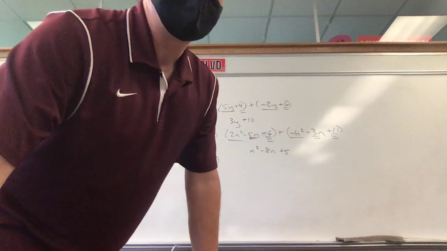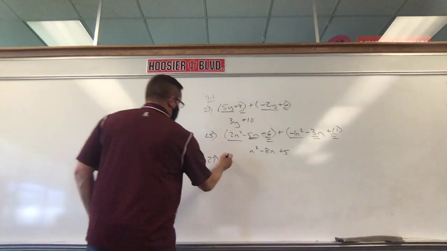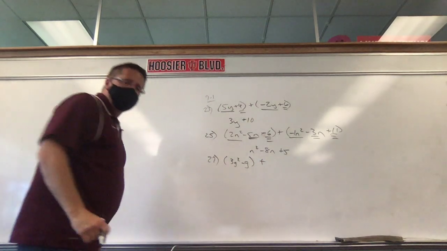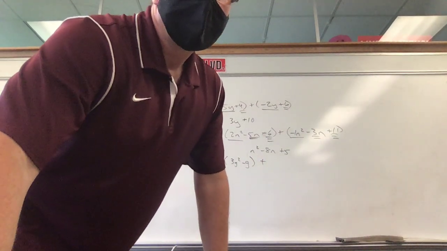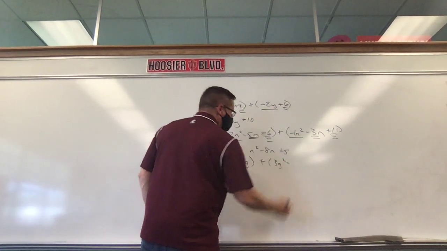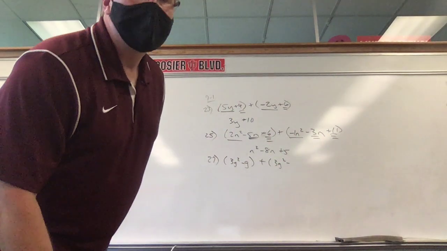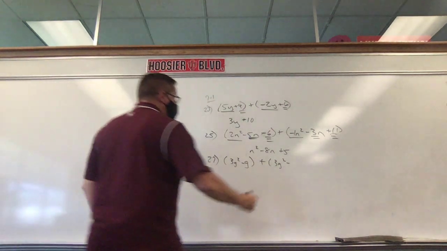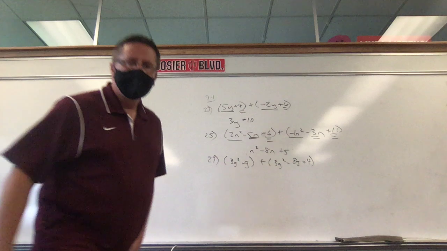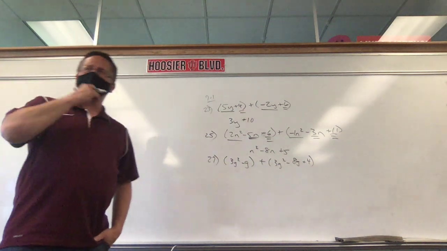27. So we have 3g squared minus g squared... 3g squared minus g plus 3g squared minus something. Minus 8g plus 4. Is that what I said? Minus 8g plus 4. This one looks like it's a little more complicated.